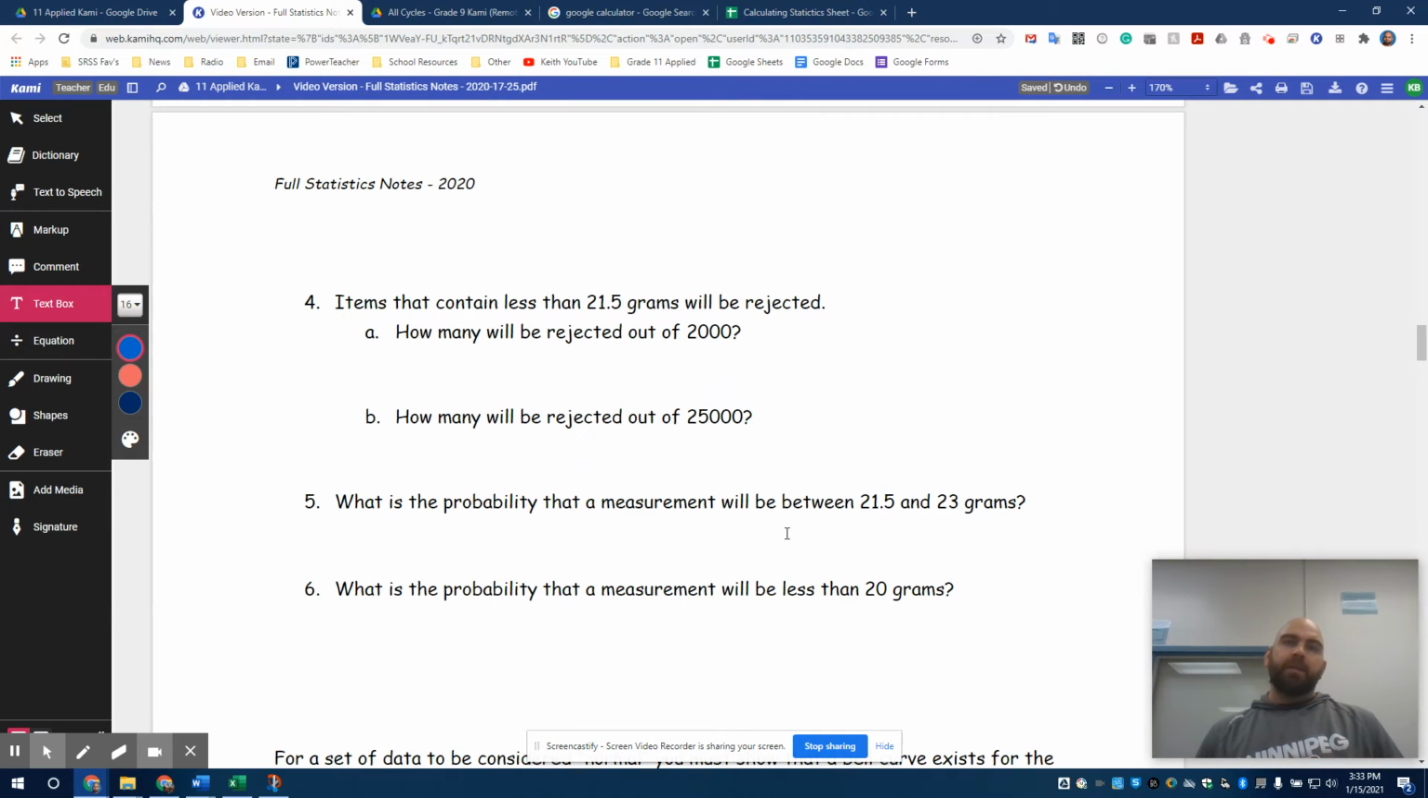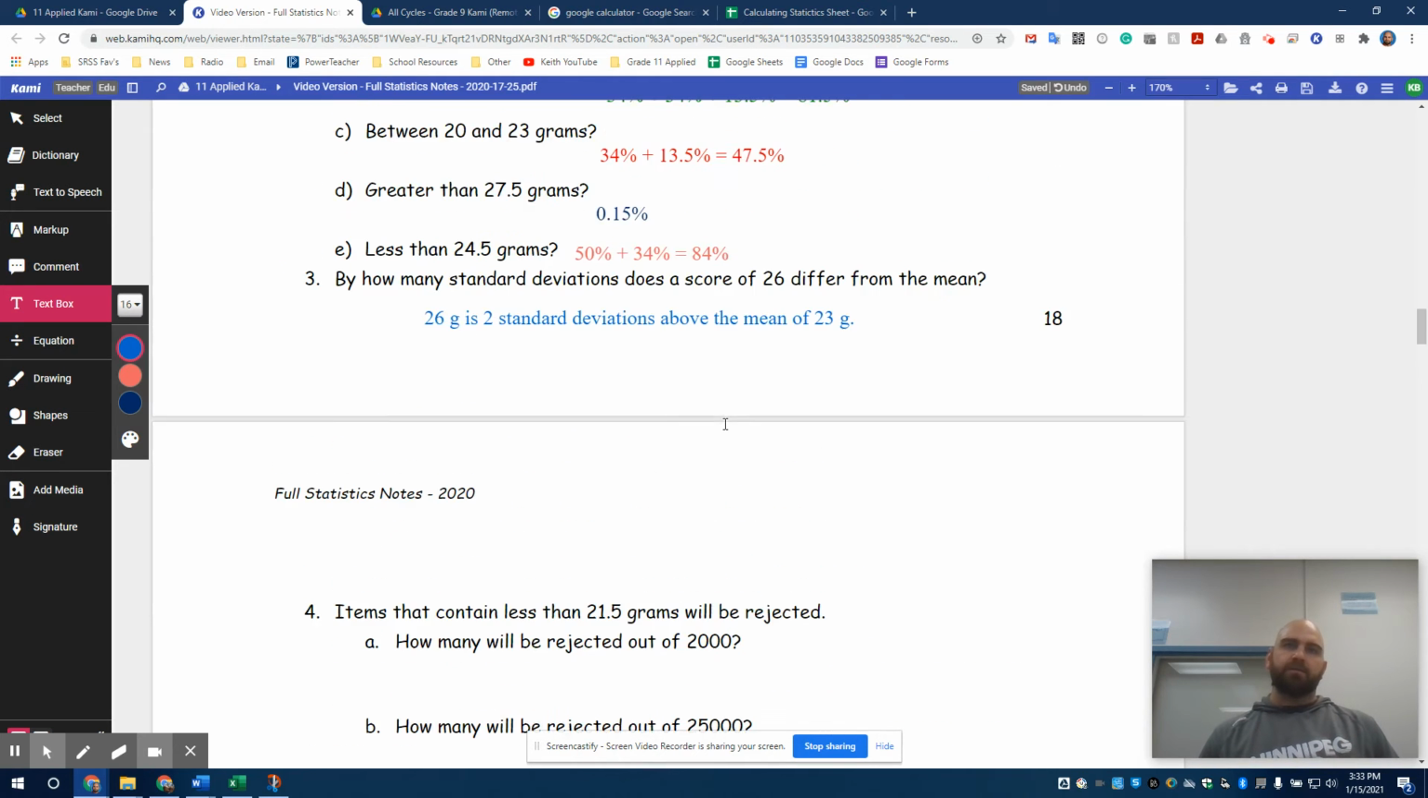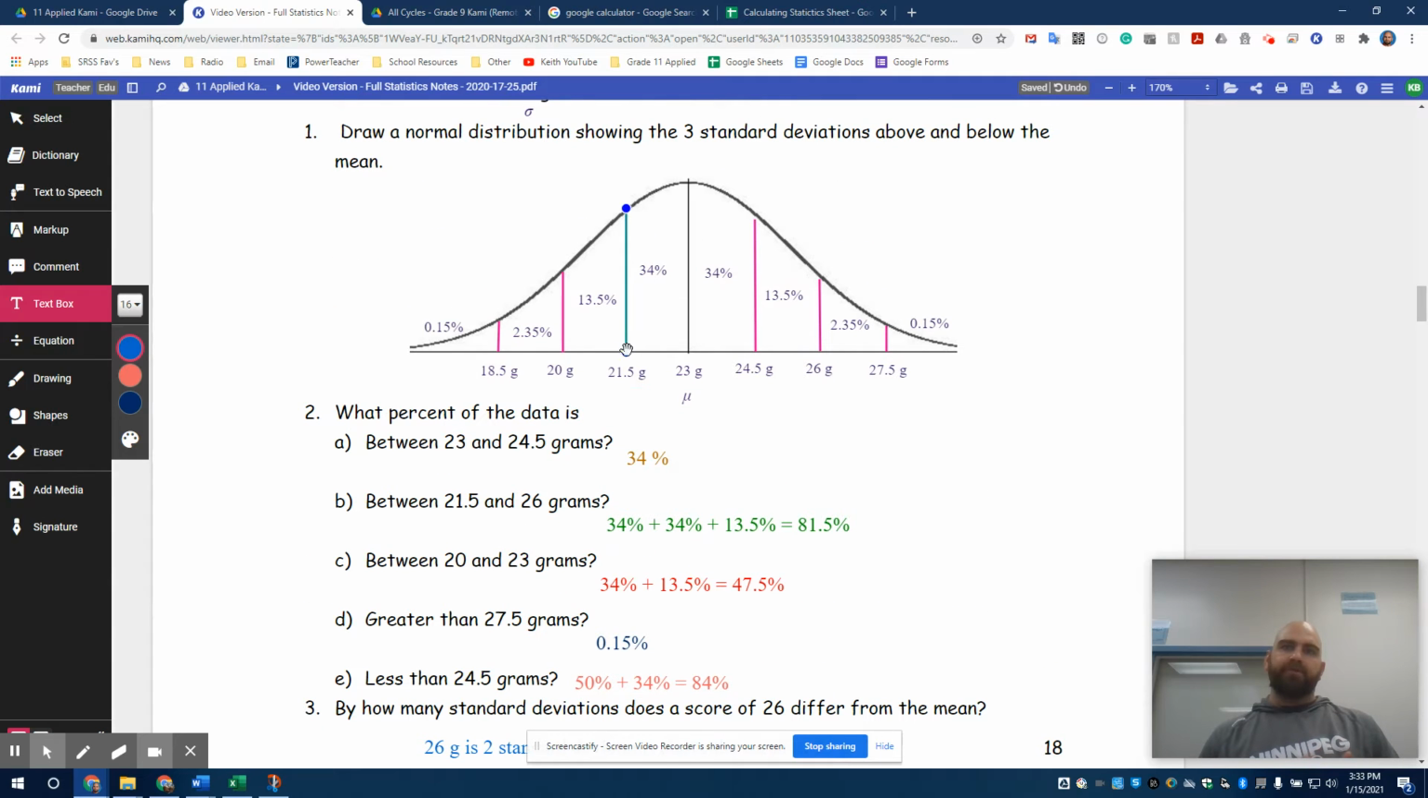Okay. So now let's look at some other ones here. Let's say that items that contain less than 21.5 grams will be rejected. How many are going to be rejected out of 2,000? Well, 21.5 is right here, so everything less is going to be rejected. This total here is 0.15 plus 2.35 plus 13.5, which means that it is a total of 16%. So 16% is in these 3 categories.